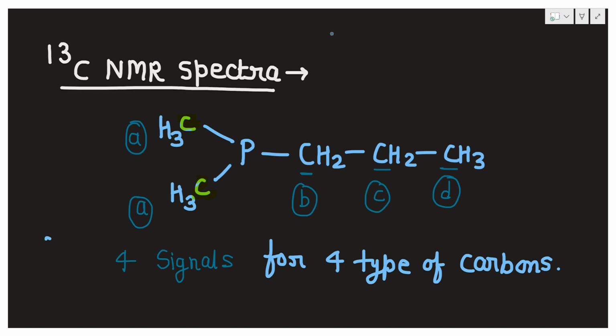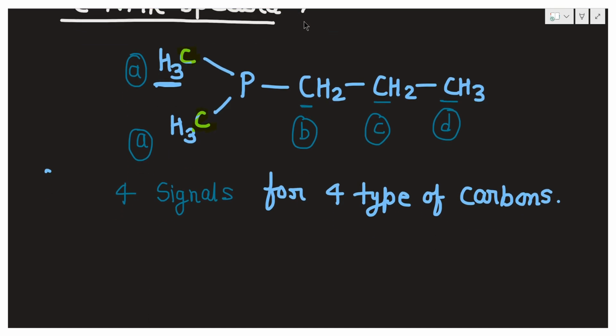See here. Firstly, you are seeing the A type of carbon atoms. These A type of carbon atoms are in contact with 3 protons. Each carbon is in contact with 3 protons. So it can split by 3 protons into a quartet. So you are getting the A type of signal that will split. This A signal splits into a quartet.